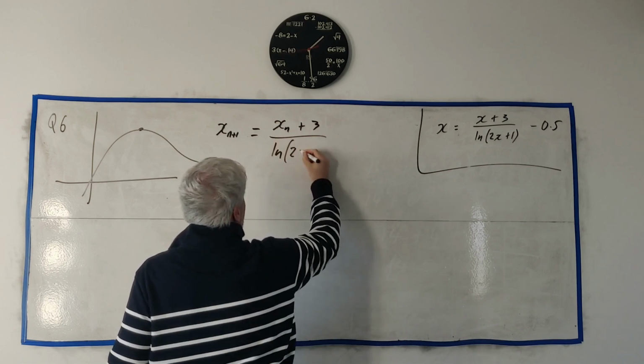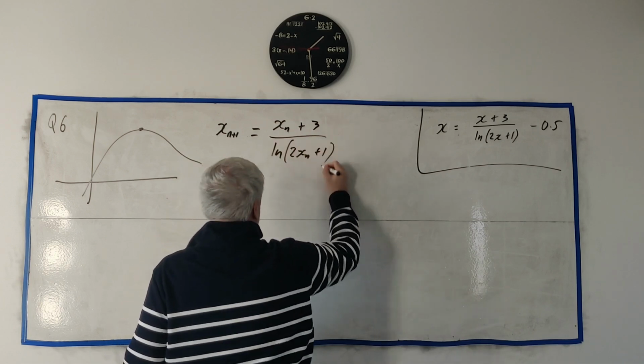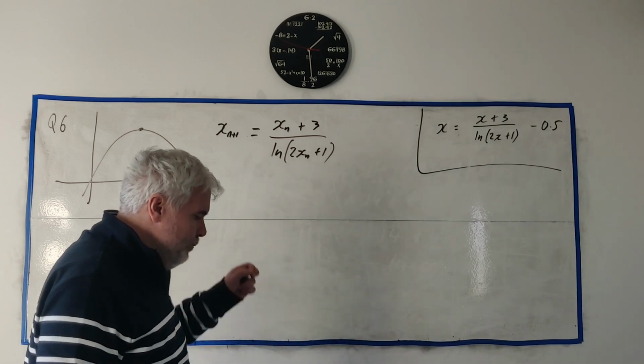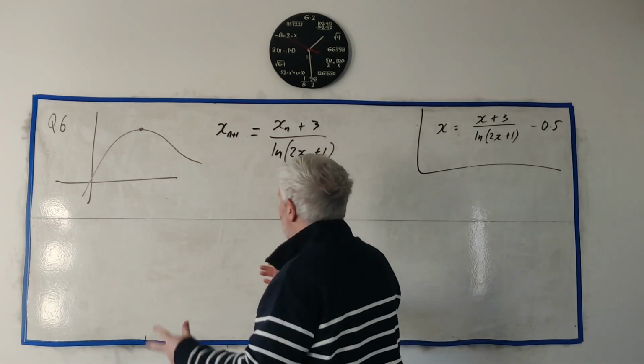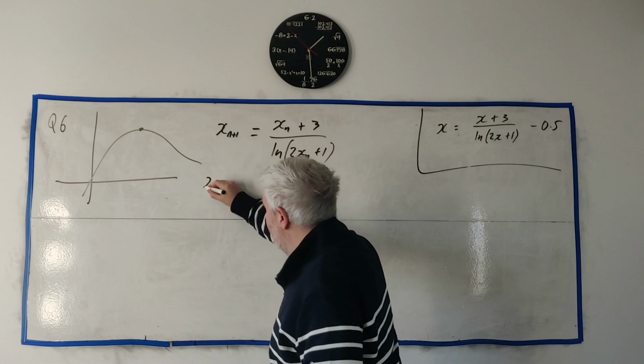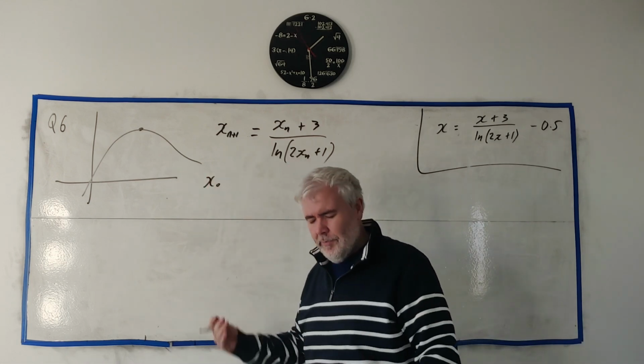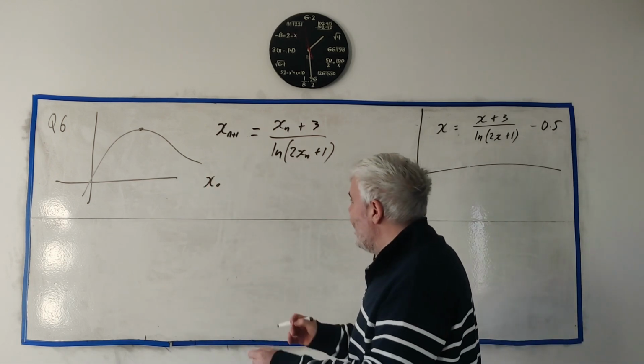Natural log 2 times x n plus 1. What that means is we guess one answer. I always call it x0. Usually you'll see x0. Sometimes you might see x1. So I make a guess.